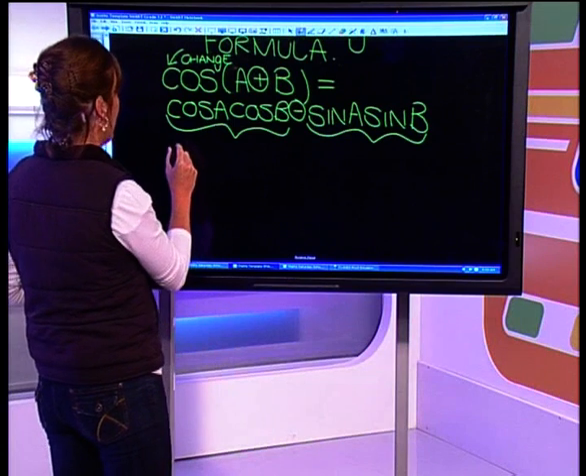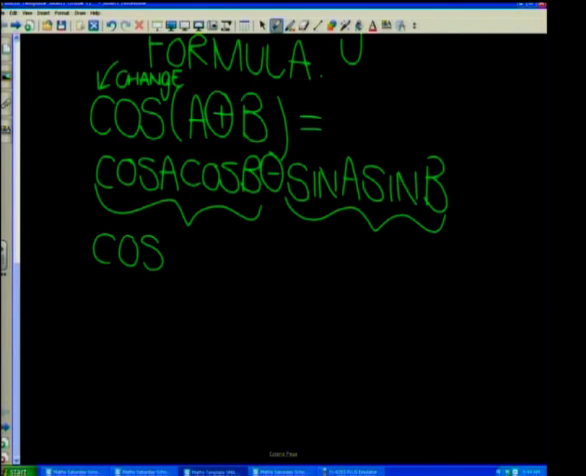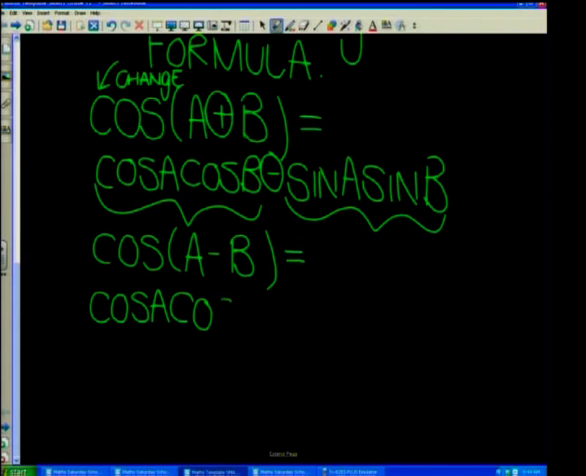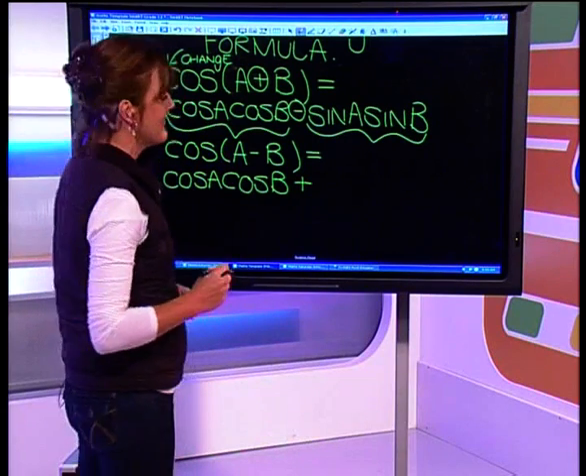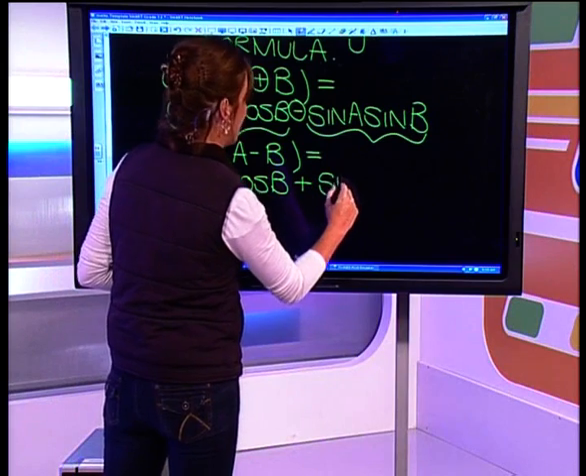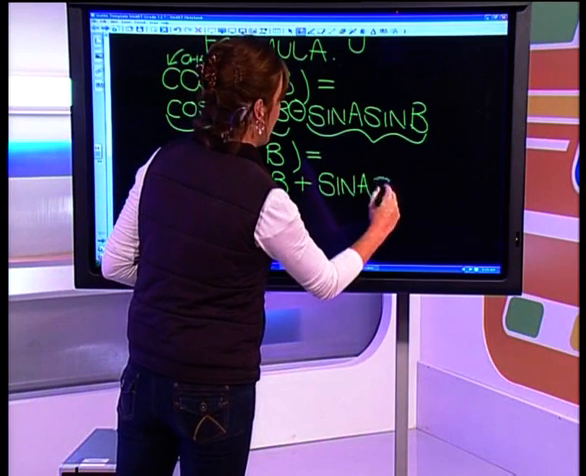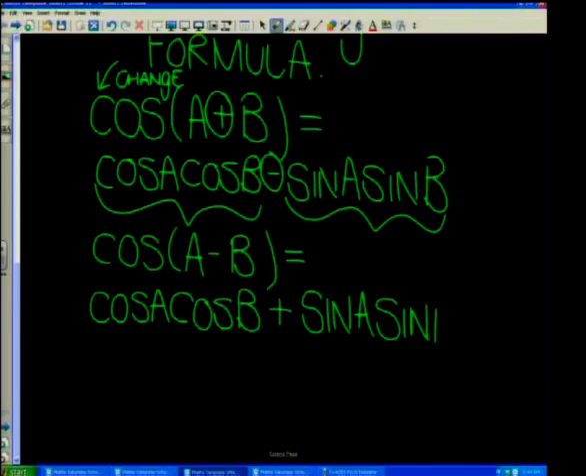If I have got cos of A minus B, the way our identity is going to expand is, again, coses are grouped together, so we've got cos A and cos B. C for cos, C for change the sign, so it's now going to change to a plus. And we've got sine A and sine B. Okay, right, so those are your compound angle formulae.